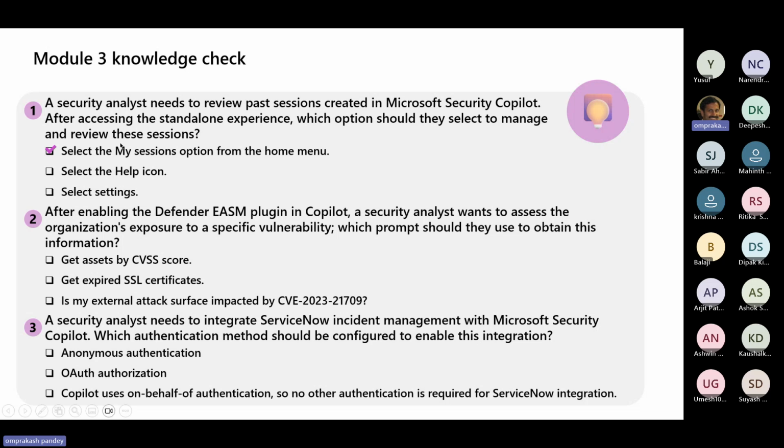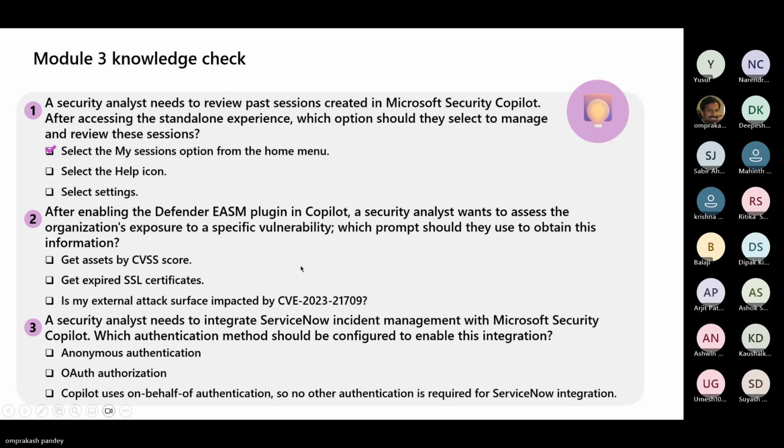So if you see, most of our current example, the last 3 failed logins, we have been looking from the My Sessions option. After enabling the Defender EASM plugin in Copilot, a security analyst wants to assess the organization exposure. Which prompt should be used to obtain this information? CVSS score, expired SSL certificate, is my external attack surface impacted by CVE?